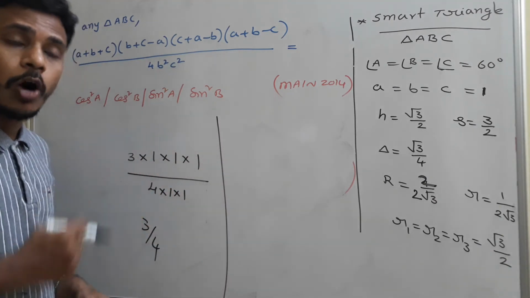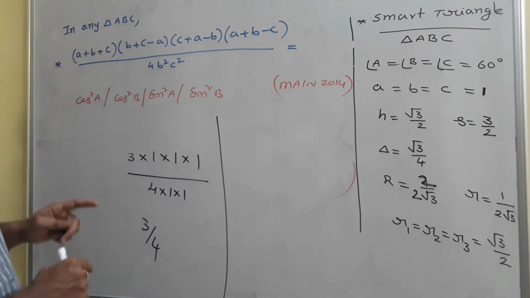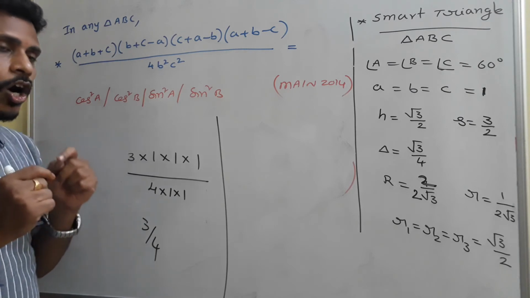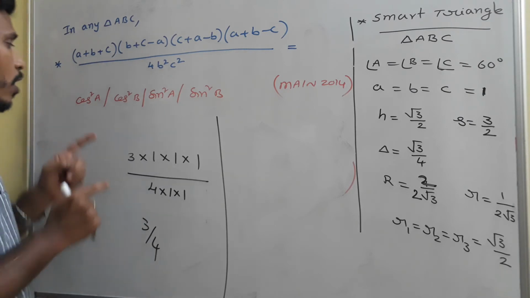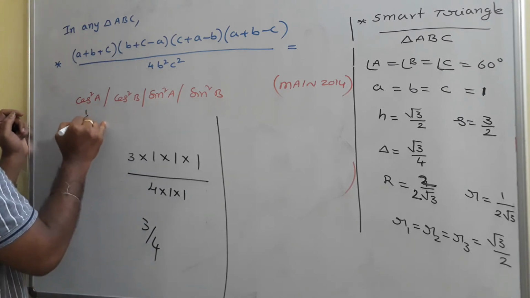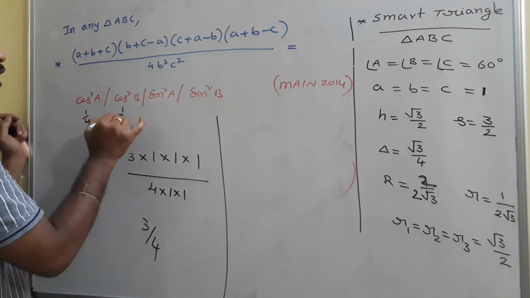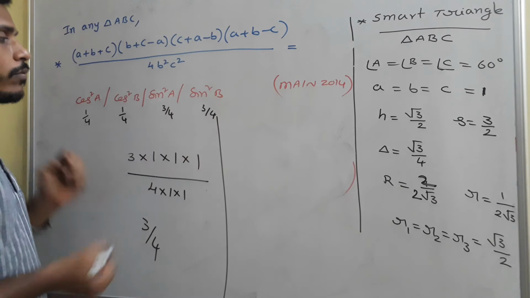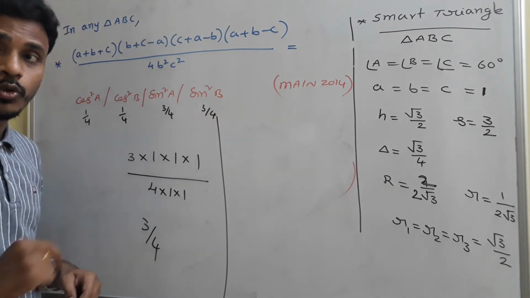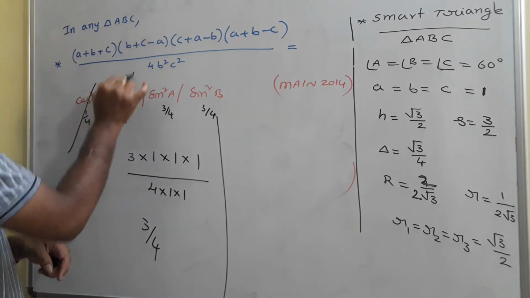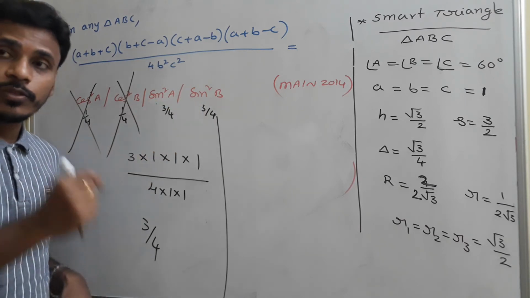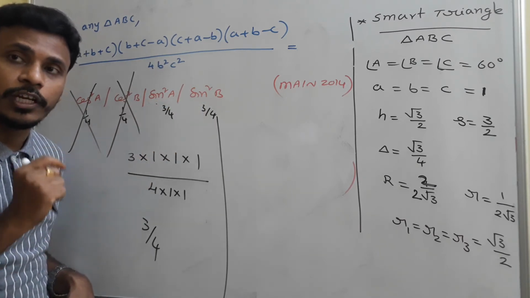Then you need to think about the options. All the angles are 60. What is cos square 60? We know that cos 60 degrees is 1 by 2, so cos square 60 is 1 by 4. So this is not our option. This is also 1 by 4, whereas this is 3 by 4 and this is 3 by 4, because sin 60 is root 3 by 2. So these two are not our options. We need to think among these two, whether it is sin square A or sin square B.